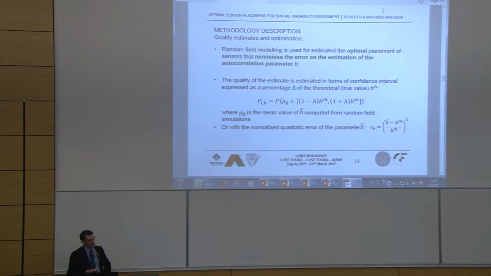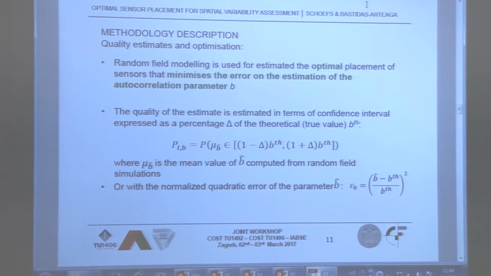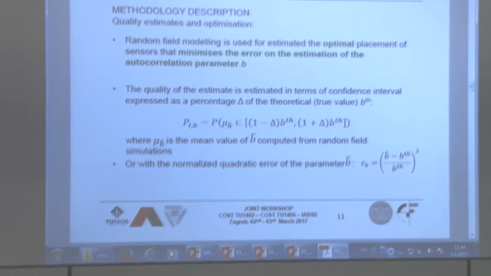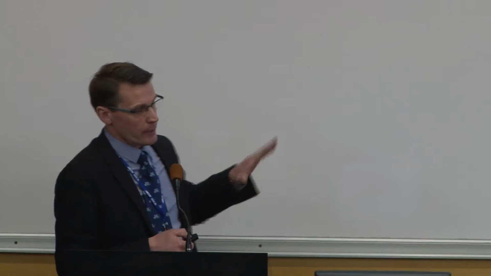So now we need a quality estimate and optimization. We should find the optimal distribution of sensors that minimizes the error of the estimation of the autocorrelation parameter. Here we assume in this presentation that the mean value and the standard deviation are known, and we focus on B, but of course we have other results for complete identification.